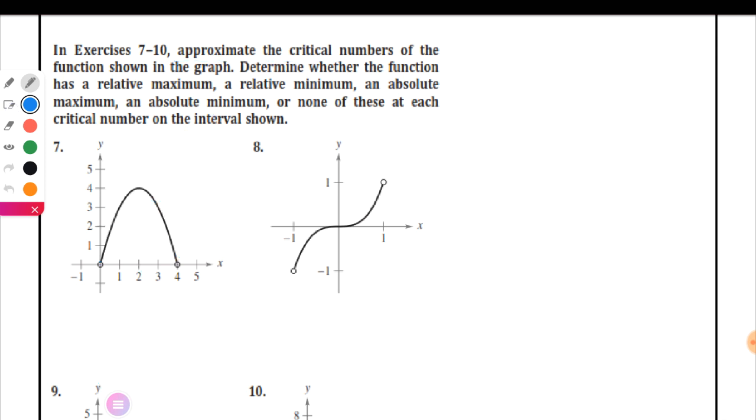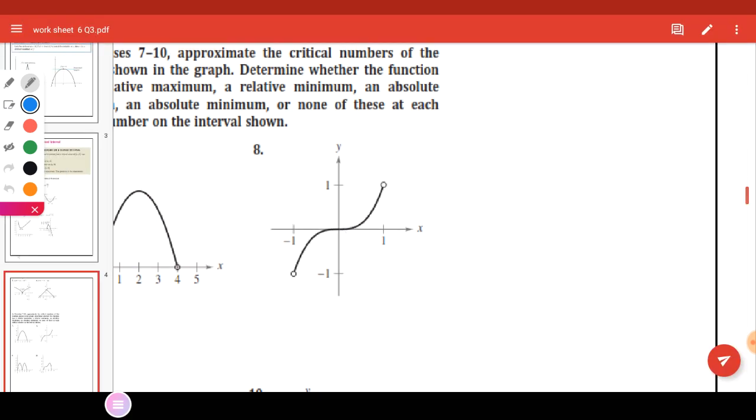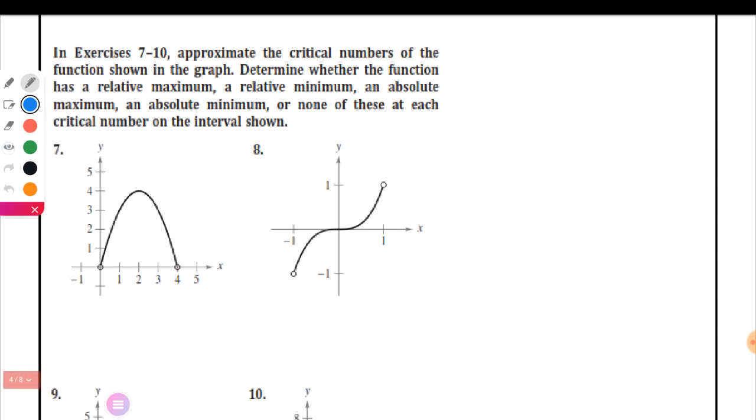Now for number 8, how to solve it? Where is the critical number? Here at 0 it has a horizontal tangent, and the function is defined at it, as you see. So the critical number is x equals 0. That is for number 8.